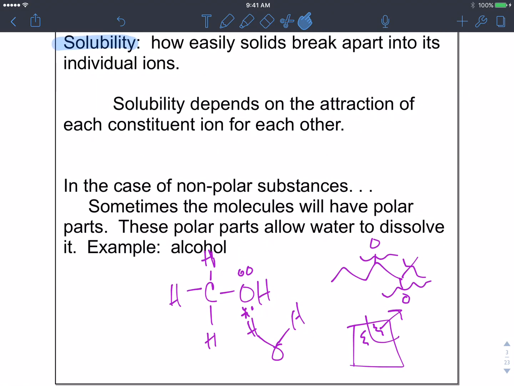So that is, in short, why water is so important. It has these great properties that allow things to be dissolved in it. If we can get these ions or these individual molecules away from each other, then they're free to roam and they're free to interact and cause chemical reactions.